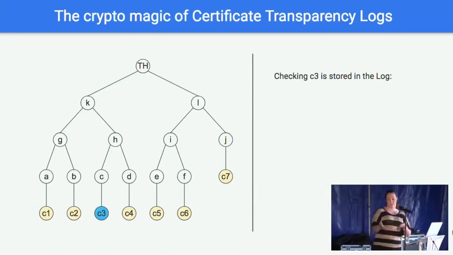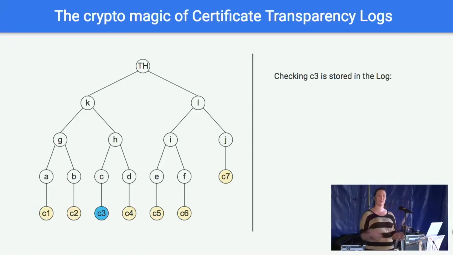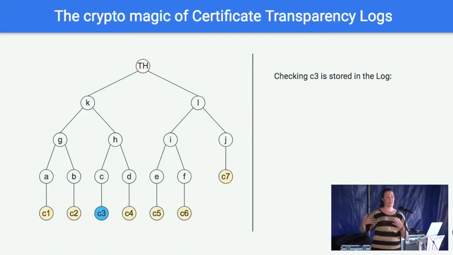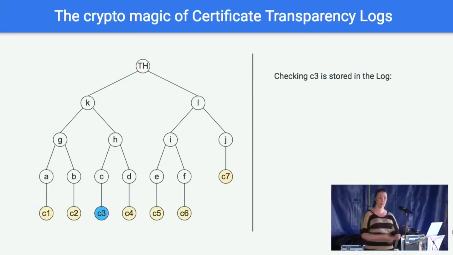Well, if we take that example, what if we wanted to be able to check, we've submitted certificate 3 to a certificate transparency log, and we want to check that C3 has actually been included in the log. How could we do that? Well, we know C is just the hash of C3, so we can calculate C. And then if we could calculate H, and then calculate K, and then calculate the tree head, we could compare it with the tree head that the log is reporting. And if they're the same, we know the log is behaving, it's incorporated our certificate into its tree. Wonderful.